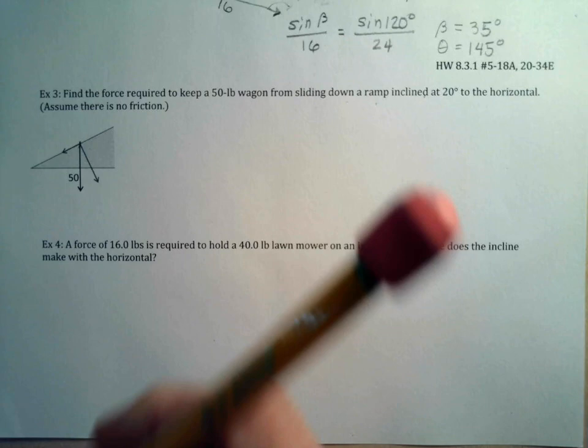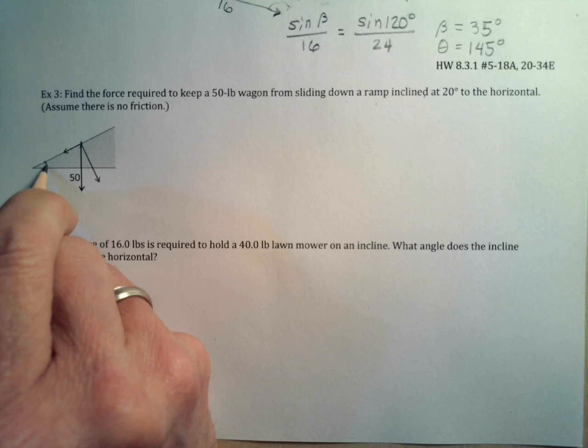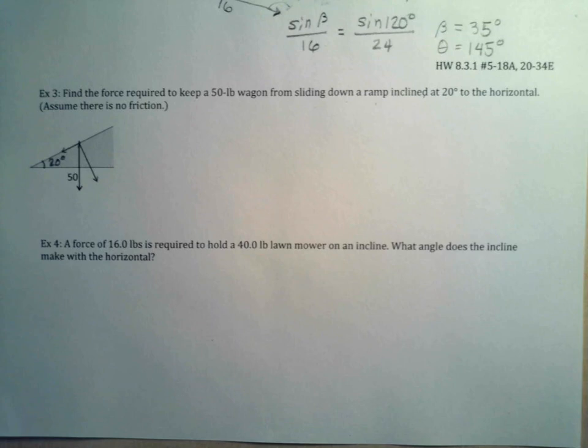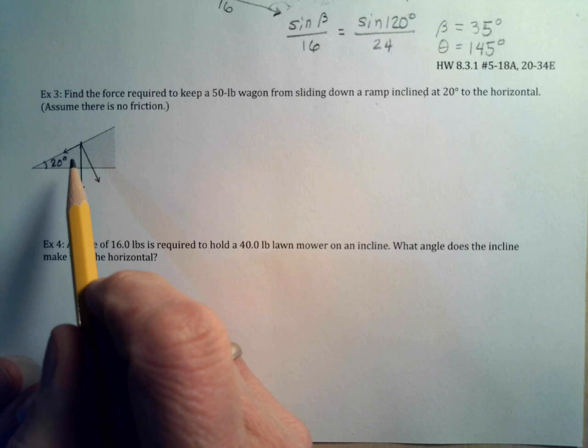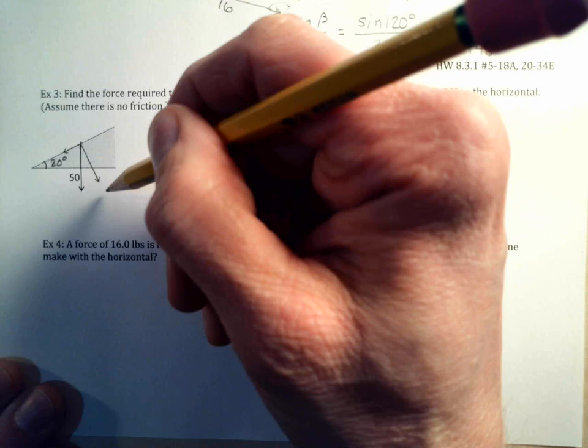So the ramp is inclined at 20 degrees. So we know this angle in here is 20 degrees. Now this is sort of the beginnings of what you're going to see in physics. In physics, we often take forces and break them up. And in this kind of situation, we want two different forces. We want what's called the normal force, which is the force that goes down perpendicular to the surface.